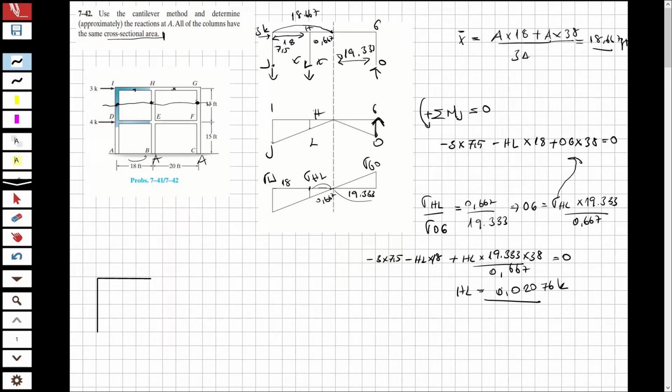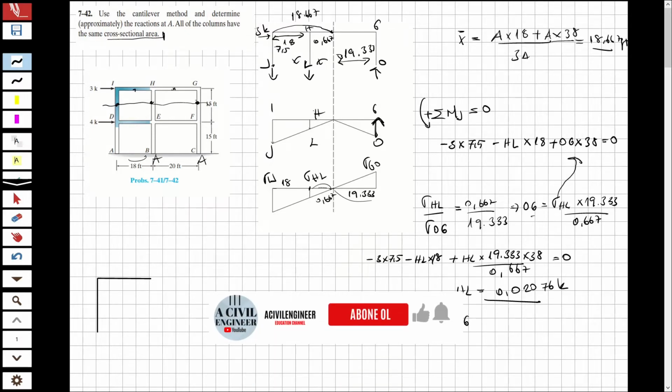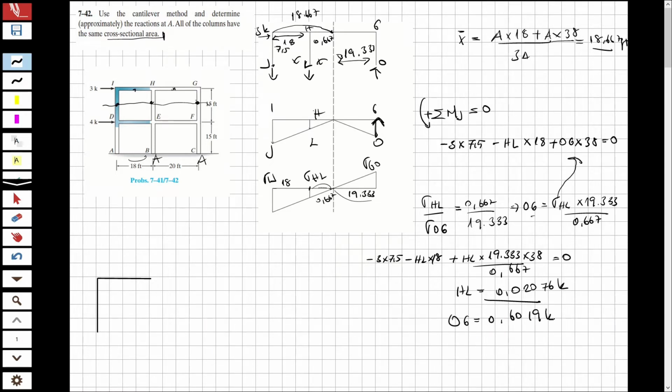When I write this into the equations, I'm going to obtain OG. What is OG? OG is also 0.6019 kips, and IJ is equal to 0.5812 kips. Now we have obtained all of these.